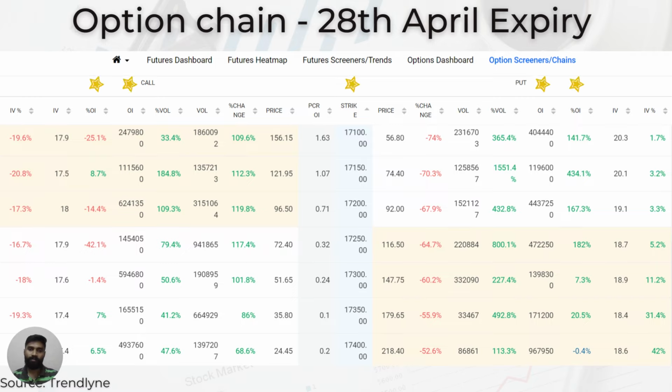Now let's look at the option chain for the 28th April expiry that I sourced from trendline.com in the option screeners. The most important thing we'll talk about here is the OI and percentage OI. The OI, which is the open interest, gives you the total number of contracts that are currently open in the market, that have not been settled by the traders. And the percentage OI gives you the amount of change in the OI for a particular period of time.